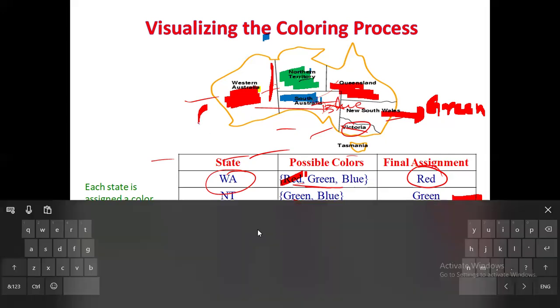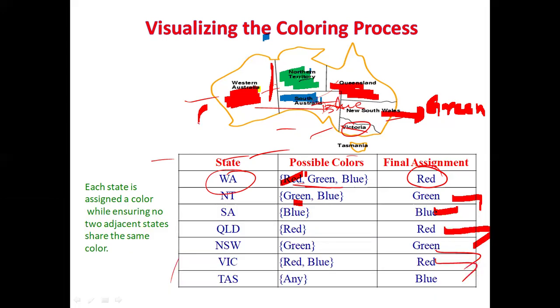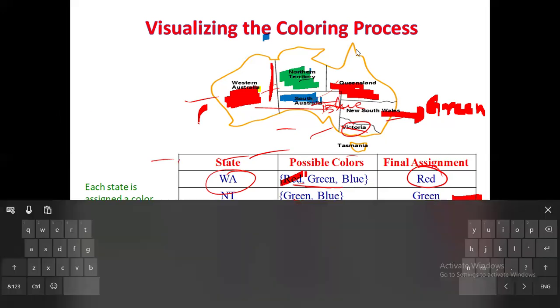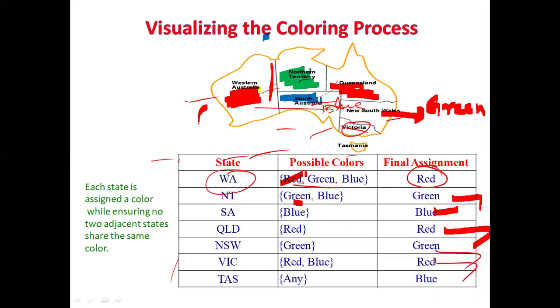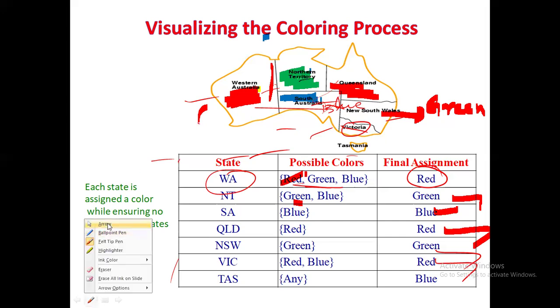Next, finally coming to Tasmania. If you are going into Tasmania, we can choose any color because it is not connected with any other states. So we can use any color for Tasmania. I am using blue here. It serves as an example of unconstrained variable assignment in CSPs. Its flexibility makes it an easy last step in the coloring process.